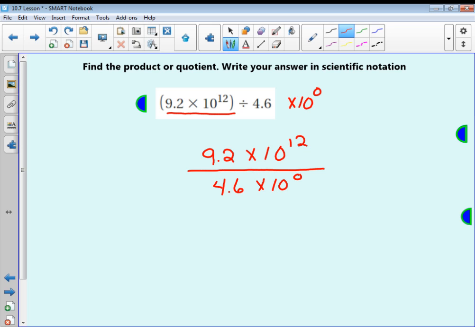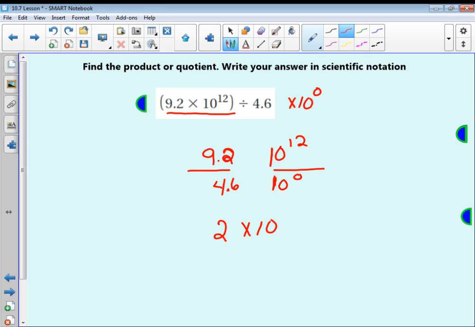Okay, so now our next step is we're going to divide each of these pieces, or work as if it's two smaller pieces. So I'm going to do my 9.2 divided by my 4.6. If I take 9.2 divided by 4.6, it's going to give me 2. So I get a whole number of 2. I know it's going to be times 10.